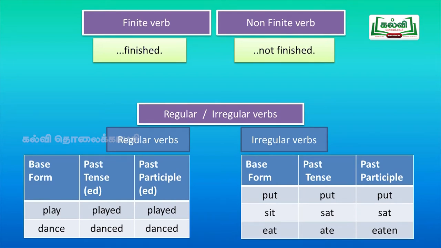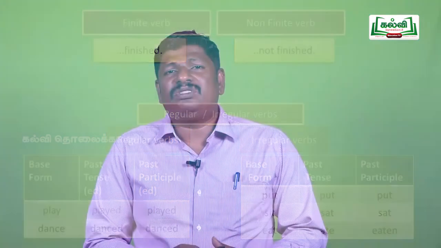And regular verbs, they have their base form, that is the present form, and the past tense and the past participle, and how they are categorized. Play, by adding ed, played, and again for the past participle adding ed. Okay, let's move to the irregular verbs. For irregular verbs, we have base form, past tense and past participle, and look at the divisions. Put, put, put. Sit, sat, sat. And eat, ate, eaten. We have three different forms for the irregular verbs.